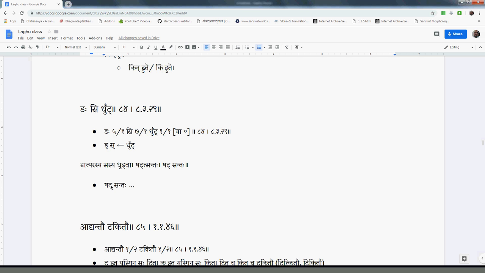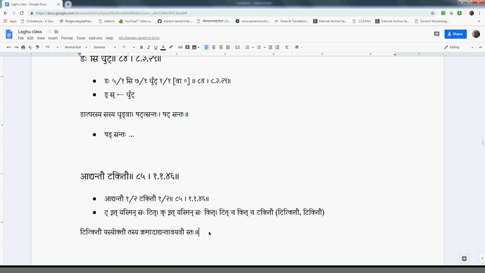So in this example, shat santa, what is said? Shat santa, so this actually is dakara. The example actually is shat santa. Dakarat paraha sakar, parasya sakarasya dhut agama bhavati. And where will it go? It will go at the beginning. Therefore, dhut will come and sit here. So what will you get here? After this sutra, adyanto takito, the example will move forward to shad dhut.